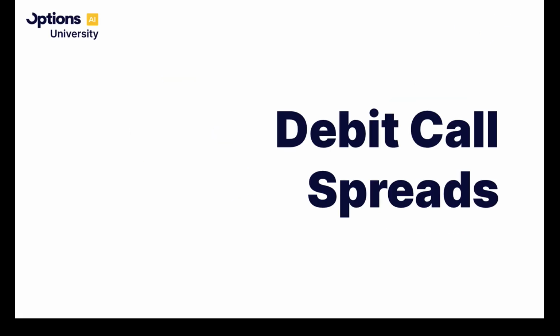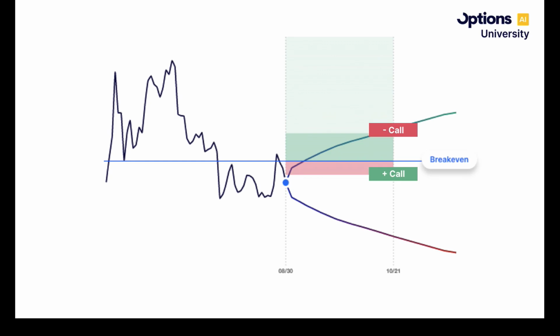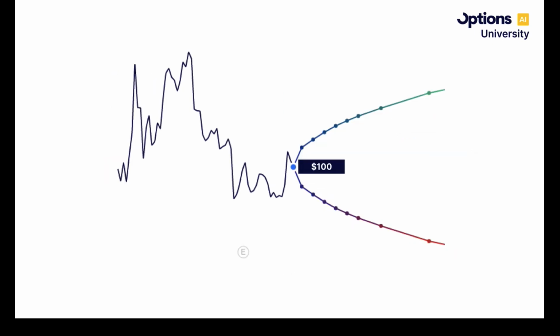Now back to call spreads. To recap, a call spread is a directionally bullish strategy that buys a call while simultaneously selling a higher strike call within the same expiration. Now let's bring the expected move into this example. In our example, the stock is trading at 100. The expected move for the next month is 5%. That means a bullish consensus of 105 and a bearish consensus of 95.